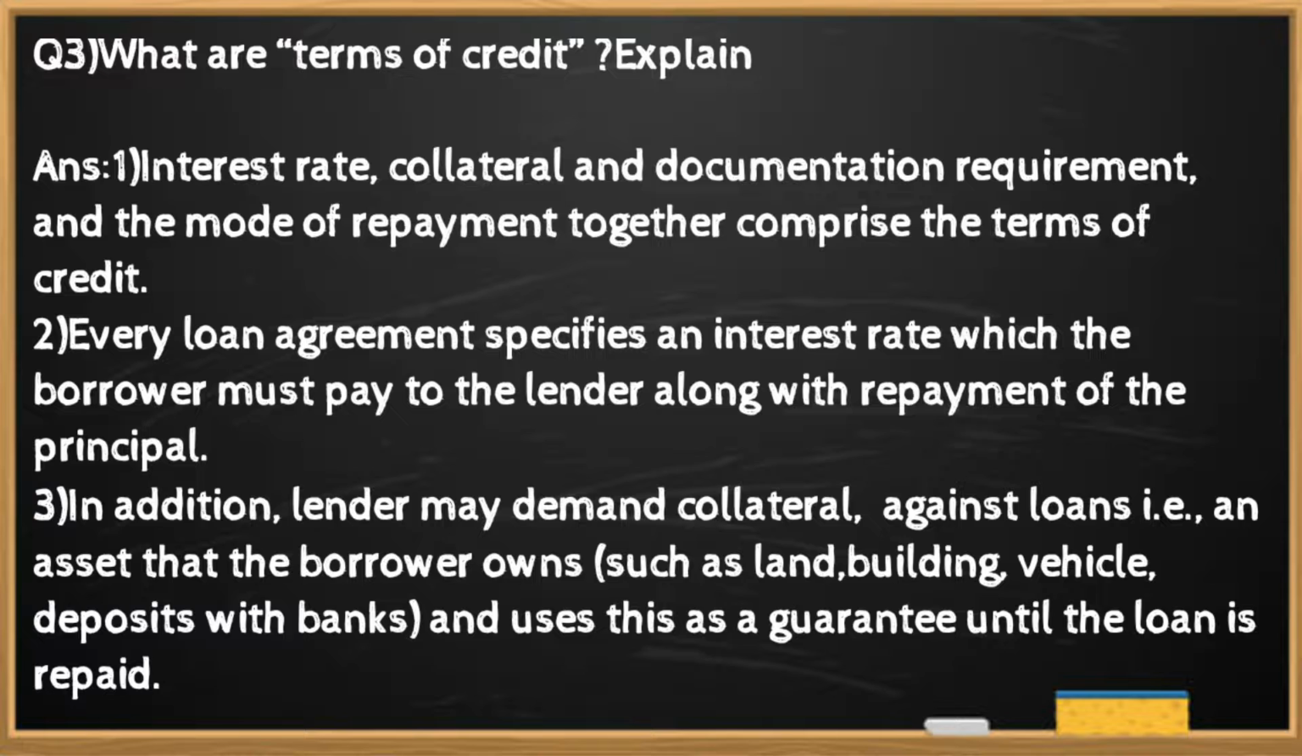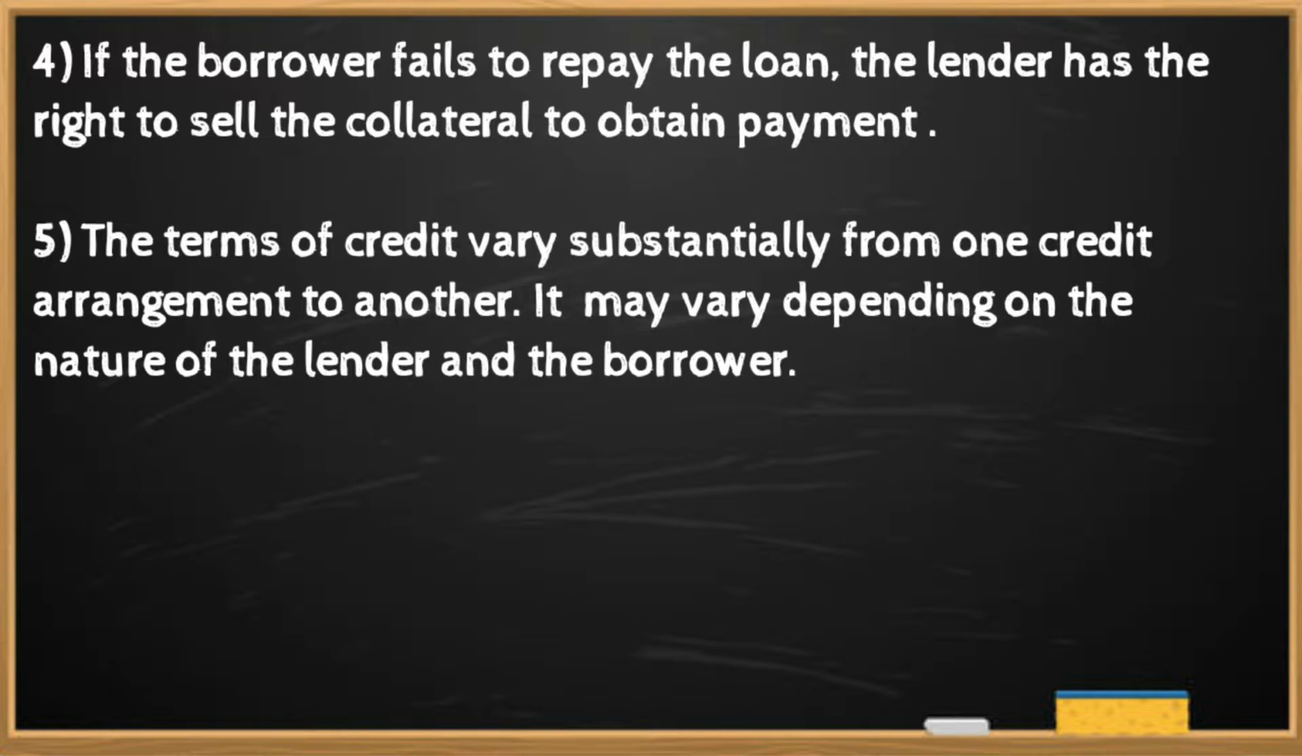Every loan agreement specifies an interest rate which the borrower must pay to the lender along with repayment of the principal. In addition, lender may demand collateral against loans, that is an asset that the borrower owns, such as land, building, vehicle, deposits with banks, and uses this as a guarantee until the loan is repaid. If the borrower fails to repay the loan, the lender has a right to sell the collateral to obtain payment. The terms of credit vary substantially from one credit arrangement to another. It may vary depending on the nature of the lender and the borrower.